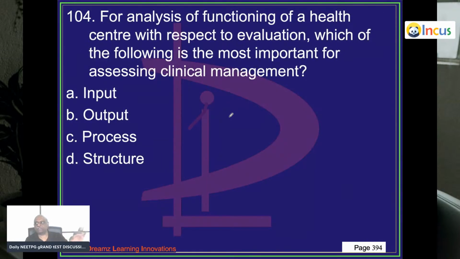Now, for analysis of functioning of a health center, which is the most important for assessing clinical management? Process, doctor, process. What is the specialty of Britishers? Britishers are very good in process. For everything, process. One of my cousins is a director of one of the biggest national banks.